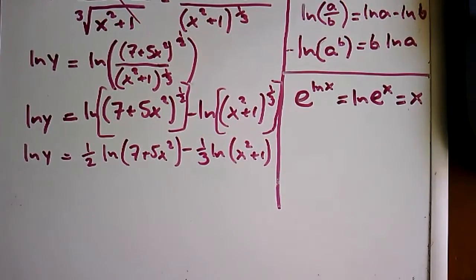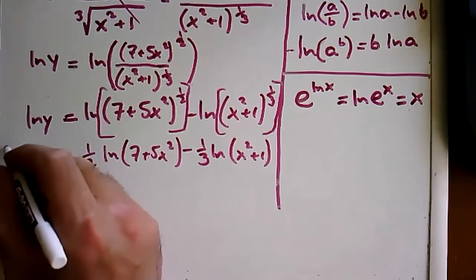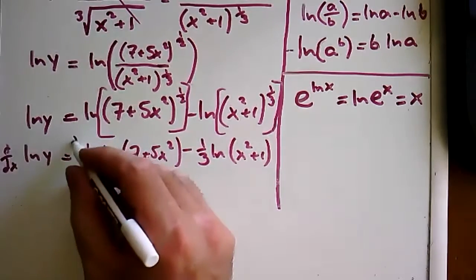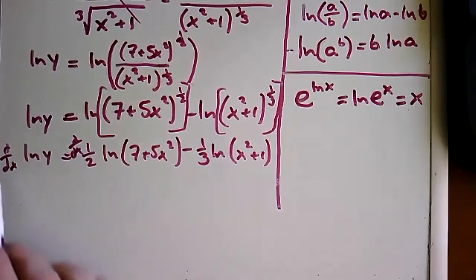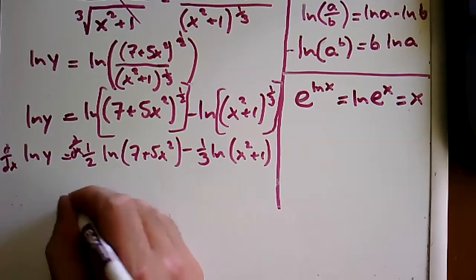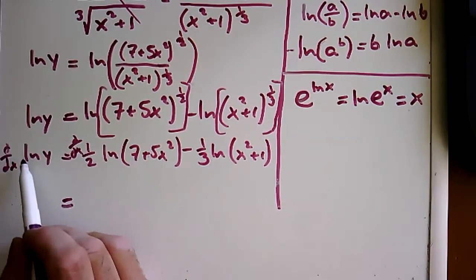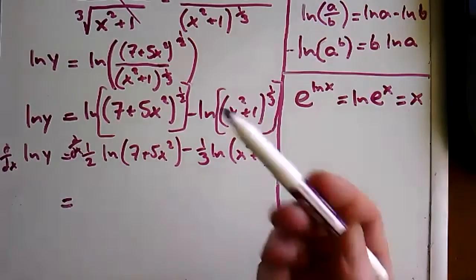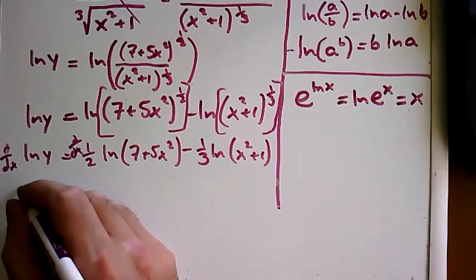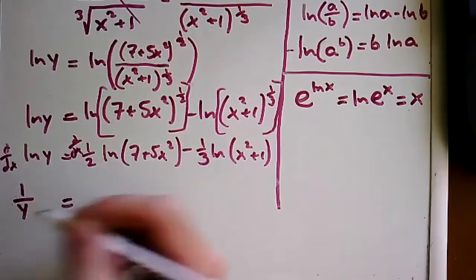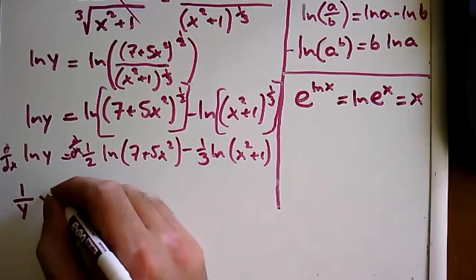Now I'm going to take d/dx of both sides: d/dx of the left-hand side, d/dx of the right-hand side. Hopefully you'll forgive me for just writing d/dx so I don't have to make a whole new line. So d/dx of natural log y, here's where the implicit differentiation comes in. The derivative of natural log y, that's the same as the derivative of natural log u. So it's 1 over y times y prime.